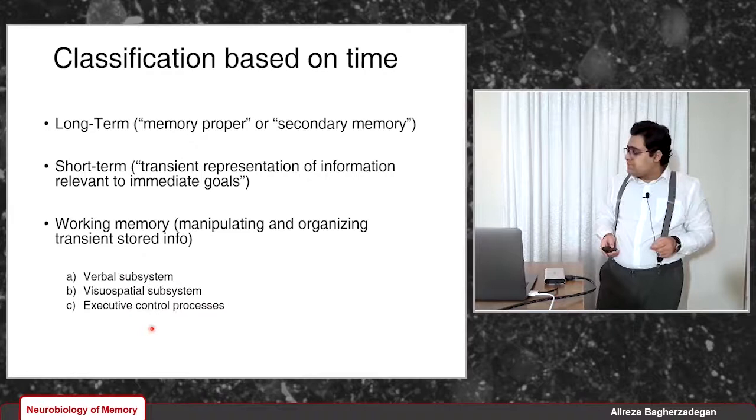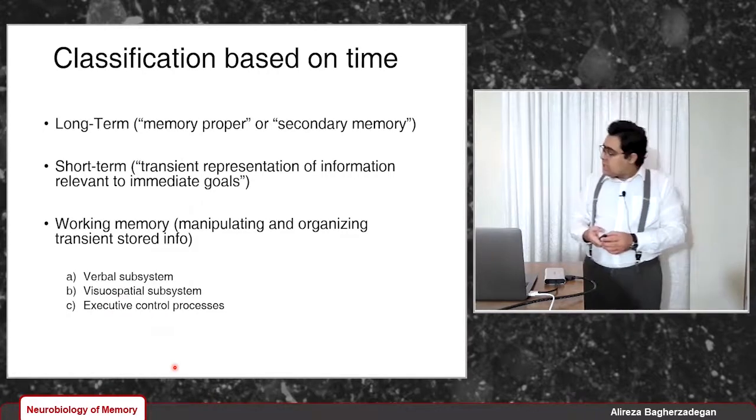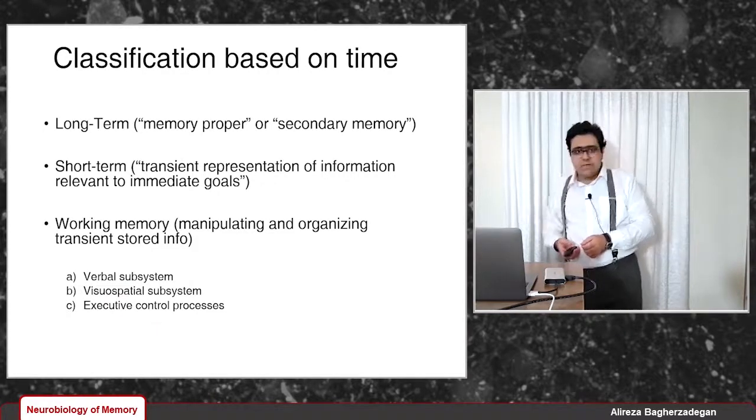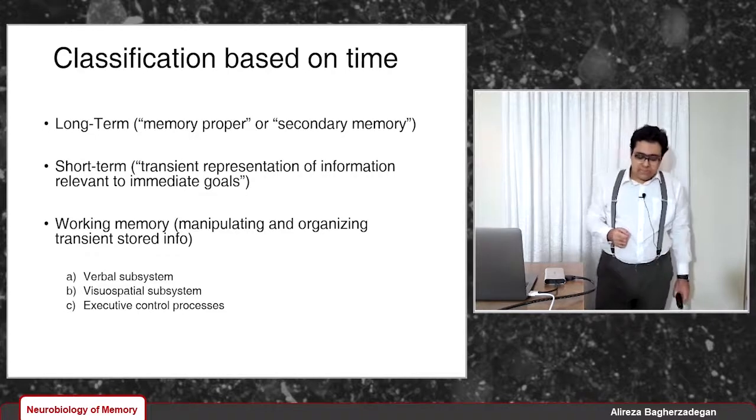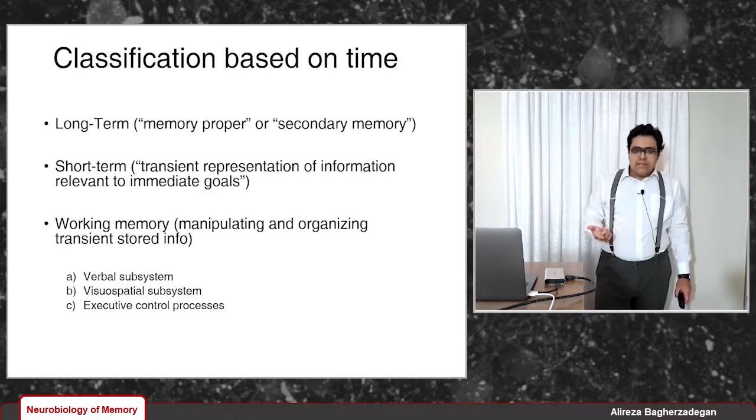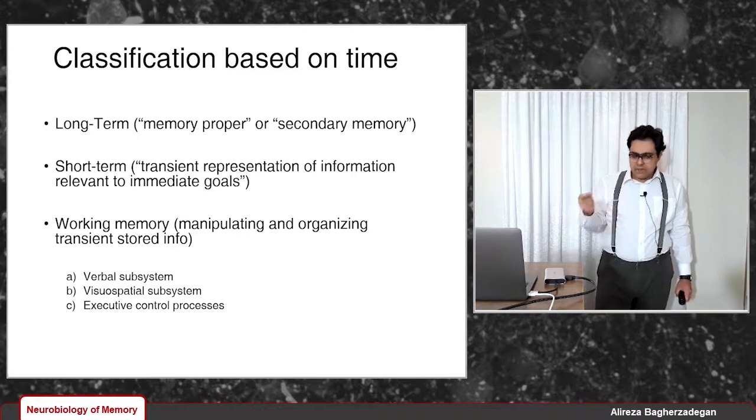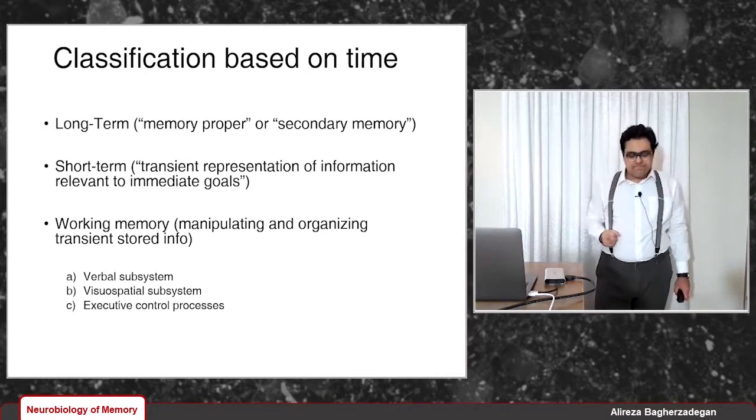There is, although, a third subsystem called executive control processes. The third subsystem, I believe, plays a very, very important role. First of all, it allocates attention, because storing information in working memory, I think, requires a lot of conscious attention. So the third subsystem allocates attention.